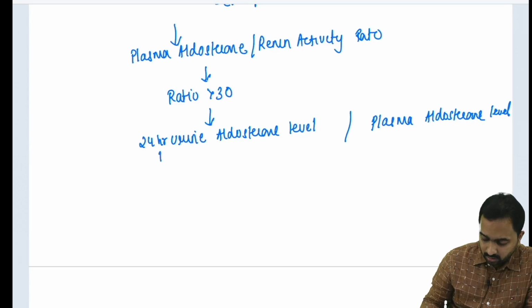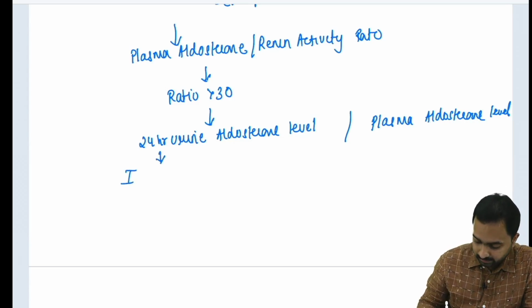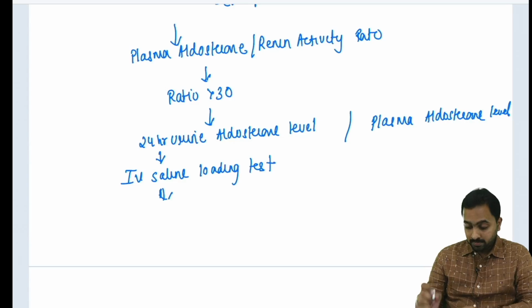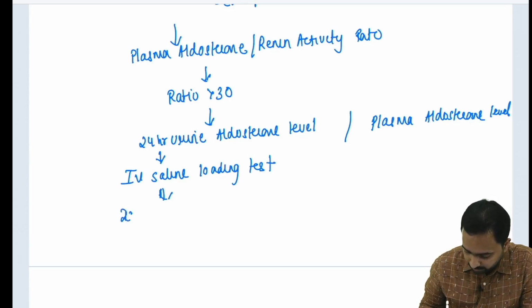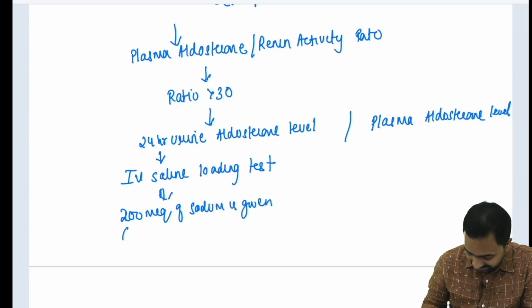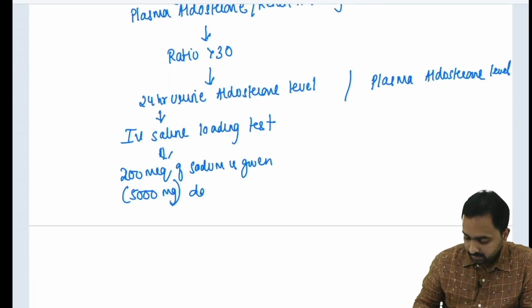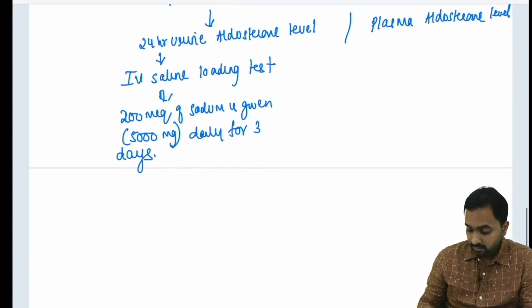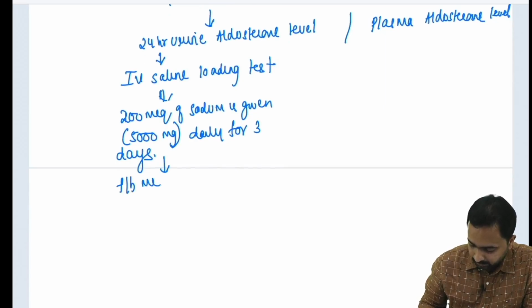The 24-hour urine aldosterone level is done by IV saline loading test, in which basically around 200 milliequivalent of sodium is given, which basically equals 5000 milligram of sodium daily for 3 days, followed by measurement of urine aldosterone level.